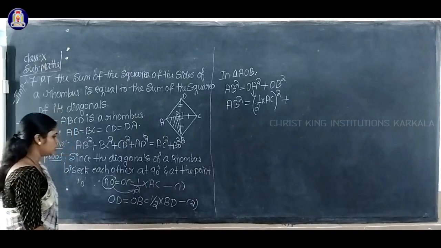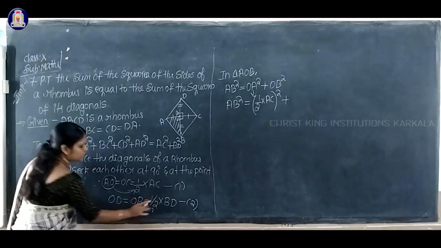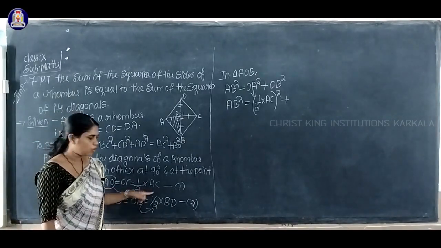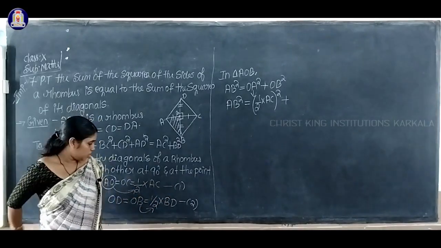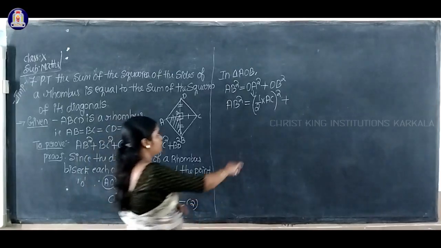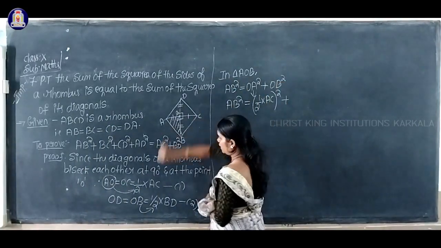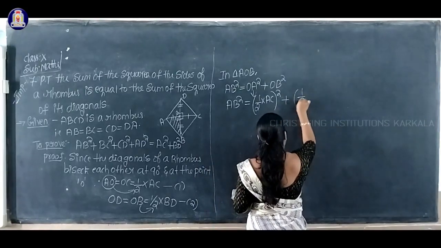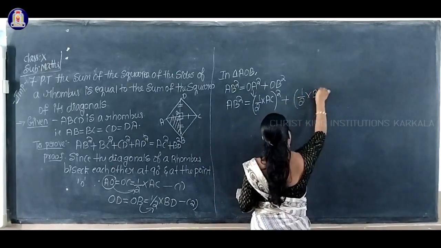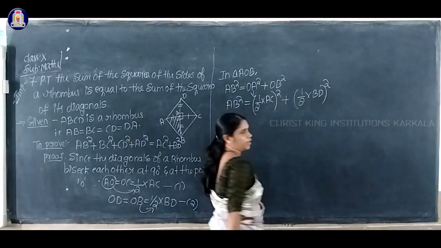Again from equation number 2, what is the value of OB here? OB is equal to how much, given? Half into BD, given, isn't it? So in the place of OB, can I replace this value? How much is it? Half into BD, half into BD whole square, right?